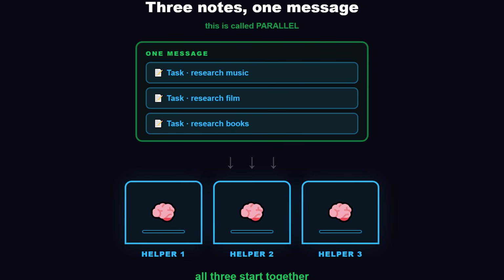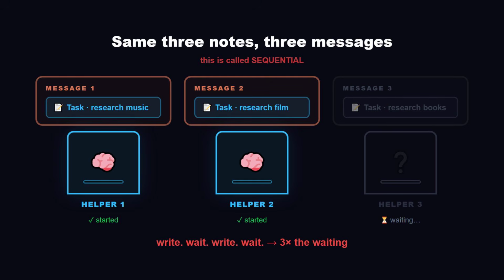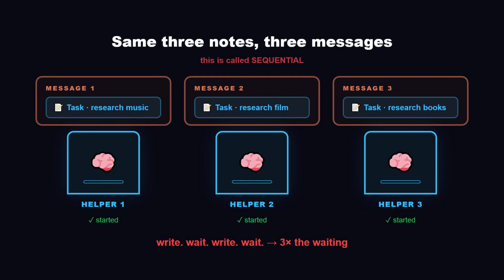That's called parallel. Now the slow version, same 3 notes, but 1 per message. Write a note, wait for the answer, write the next one. That's called sequential. 3 times the waiting. Look at both on screen. The words inside are identical. The only difference is where the message ends. That's the detail from the very beginning of this video.